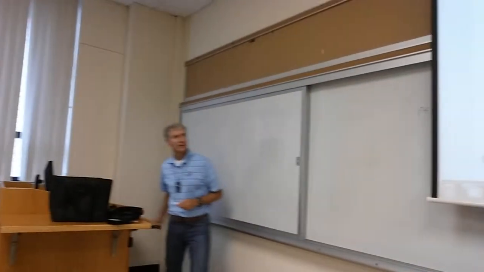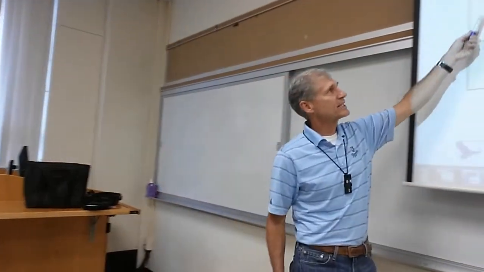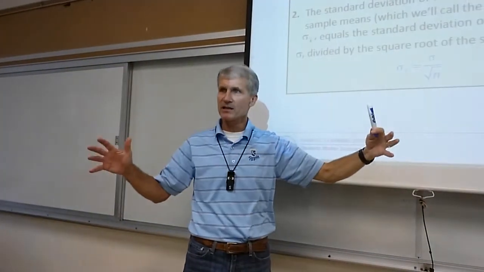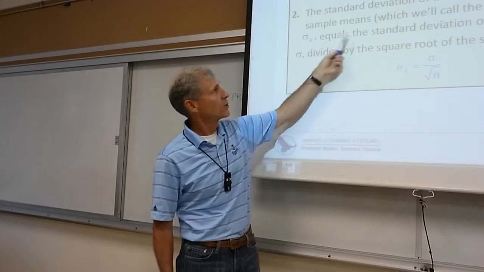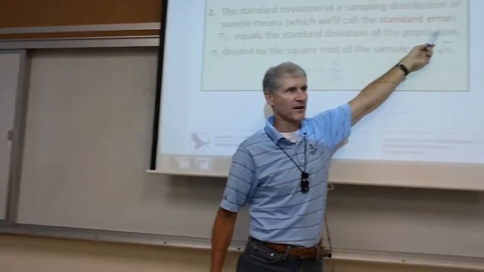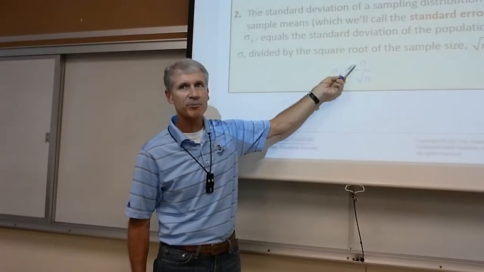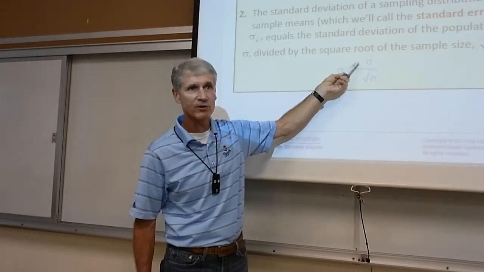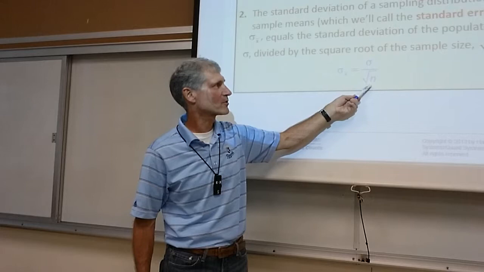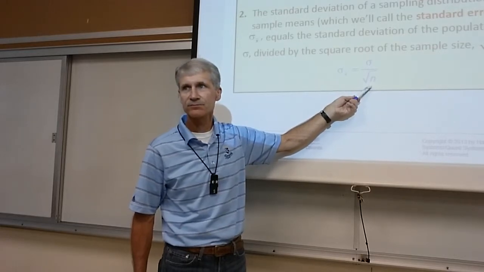Characteristic number 2, the standard deviation, the amount of spread in the sampling distribution, which we'll call the standard error, is the standard deviation of the population. So this is individual spread divided by the square root of the sample size. Okay?